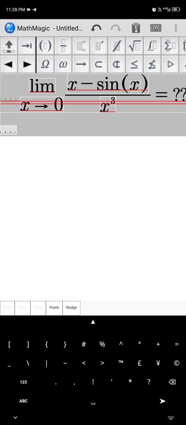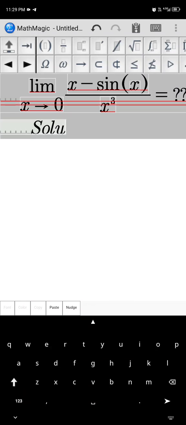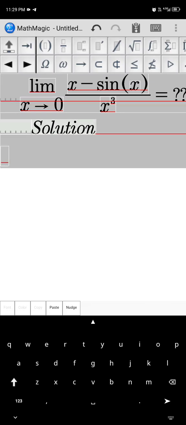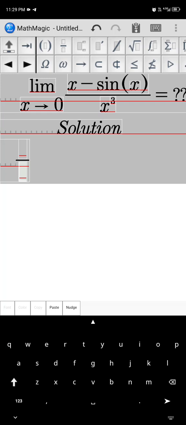In today's video, we'll be solving this limit problem. Alright, solution. We have this question that we want to solve: the limit as x tends to 0 of (x minus sine x) over x cubed. Now, let us firstly do this check by substituting x to be 0.